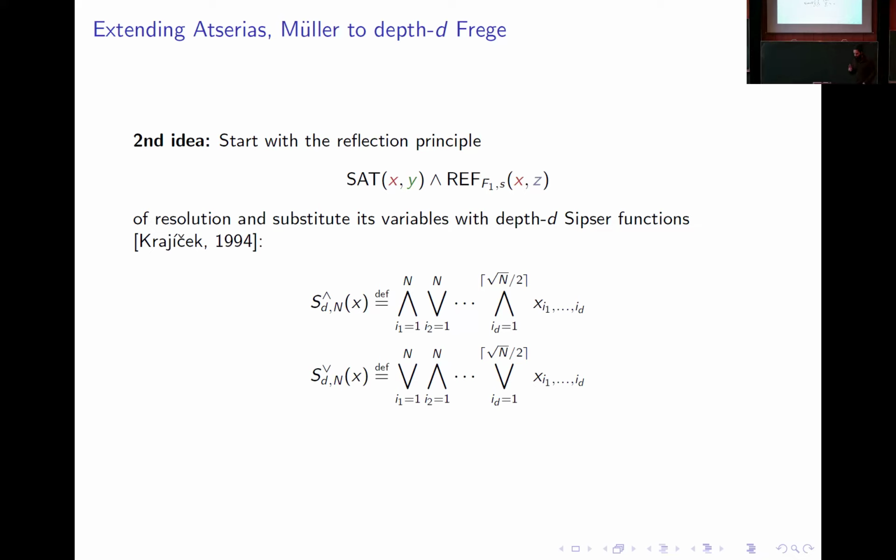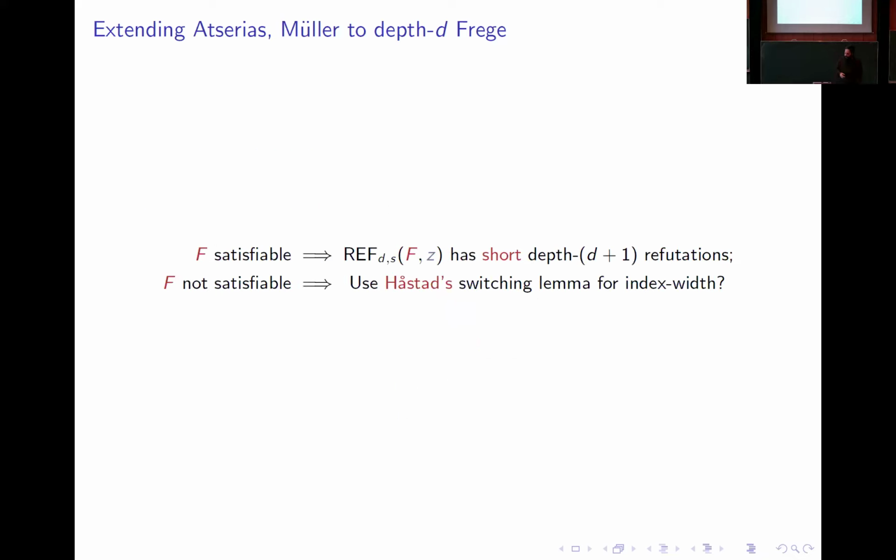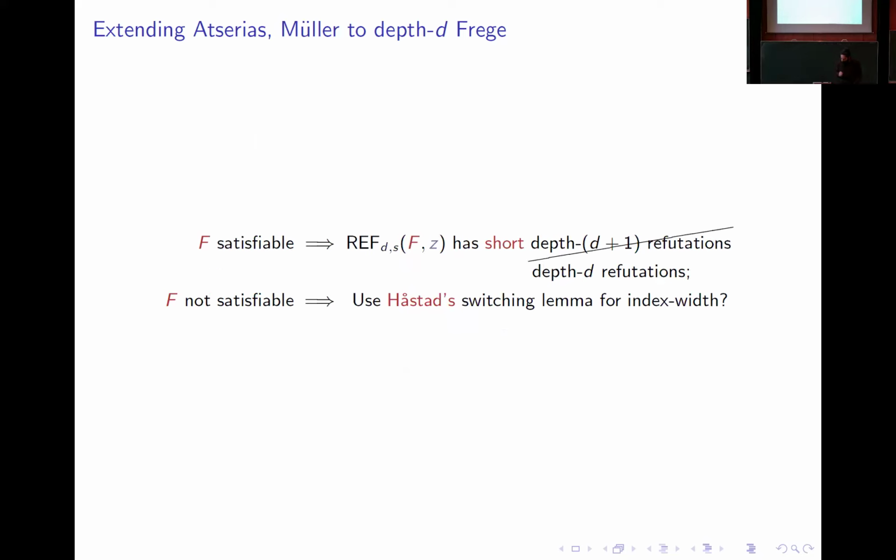When you do this, there are two problems. The first problem is that if you do the substitution in this Res(2) proof I showed you in a naive way, what you get is a depth d plus 1 refutation. And this is off by 1 from what we would want. I claim this you can solve by being careful, to get actually a depth d refutation after the substitution.